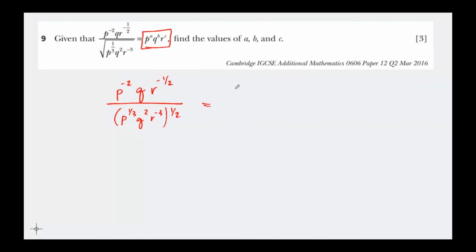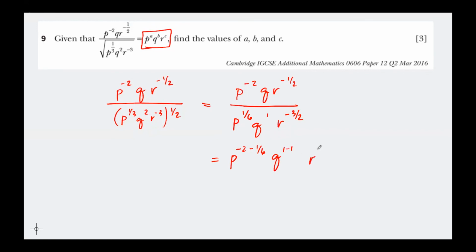Okay, so now we can simplify this using one of the rules of indices. This is a power rule, so we just need to multiply the exponents. So that gives us P to the power of 1 over 6, Q to the power of 1, because 2 times 1 over 2, and that is R to the power of negative 3 over 2. Since we are dividing, that means we are subtracting the exponents. So that's P to the power of negative 2 minus 1 over 6, Q 1 minus 1, R negative 1 over 2 minus negative 3 over 2.